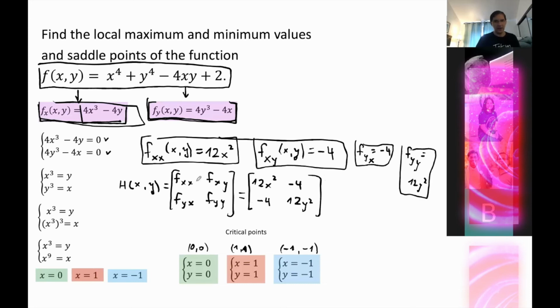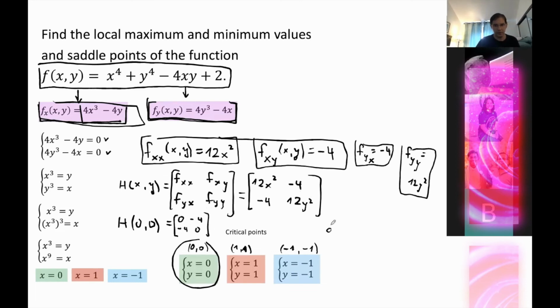Okay, so this is my Hessian matrix H. Let's evaluate this Hessian matrix at one of those critical points. Let me do it at 0, for example. So when x is 0 and also when y is 0, then what matrix do we have? This is 12 times 0, which is 0. And this is negative 4. And then this is negative 4 again. And this is 12 times 0, which is 0.